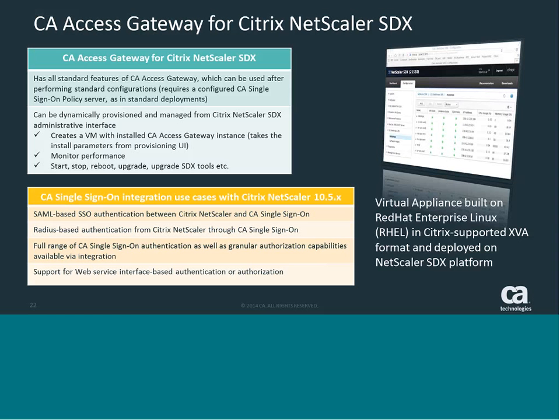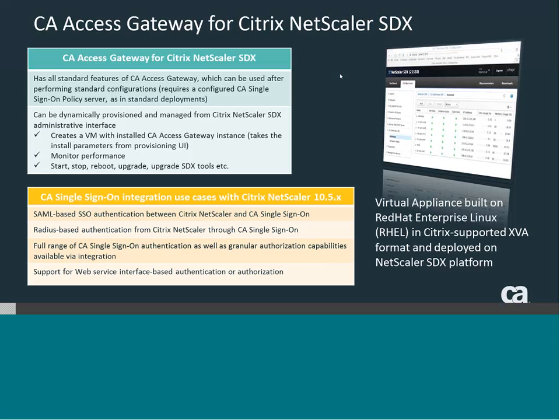So in summary, what this product is. So this product in summary is a virtual appliance which is built on Red Hat Enterprise Linux in Citrix supported XVA format and deployed on the Netscaler SDX platform. So that's in summary what this product and this release is about. Now a little more detail on this offering is the CA Access Gateway for Citrix Netscaler SDX. Once deployed on the SDX platform, it is now available to get deployed on the SDX platform.